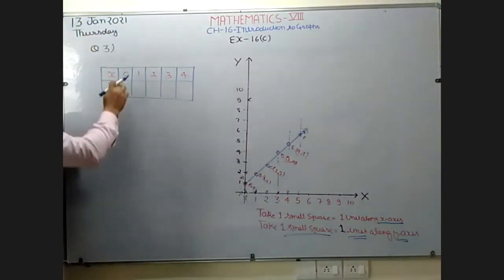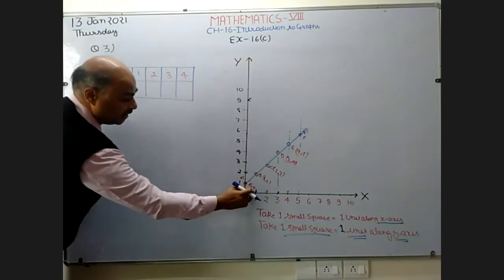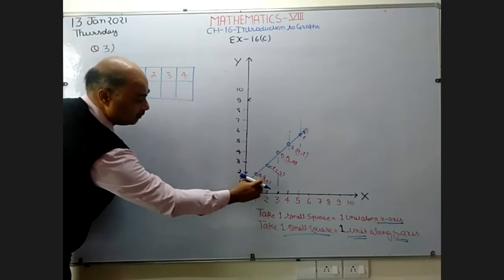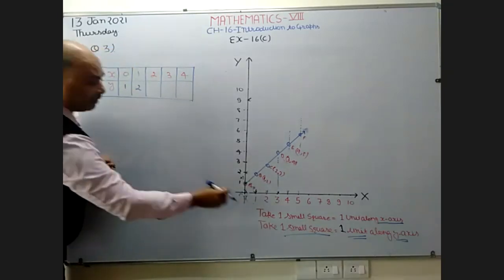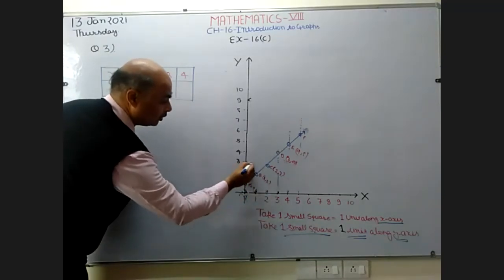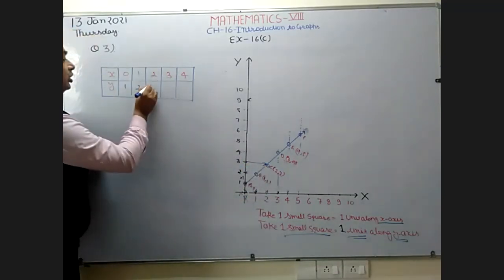Now check. When the value of x is 0, the value of y is 1. So write here 1. When the value of x is 1, the value of y becomes 2. When the value of x is 2, the value of y becomes 3. So write here 3.